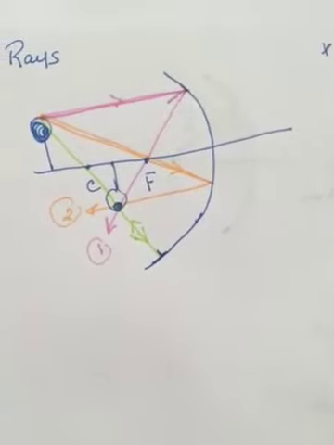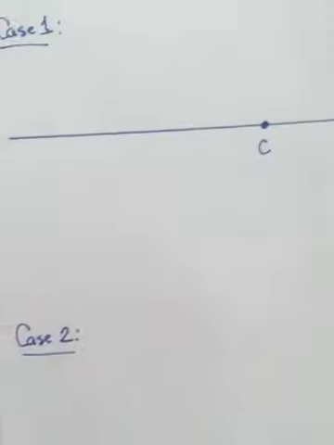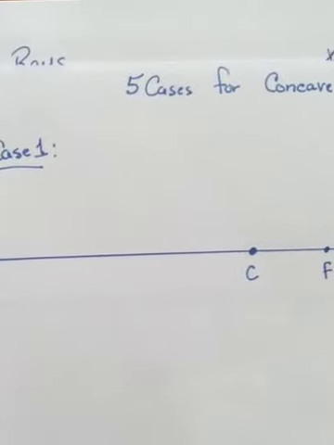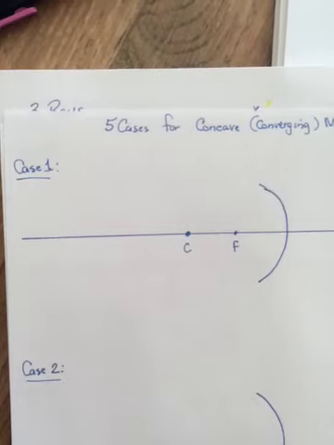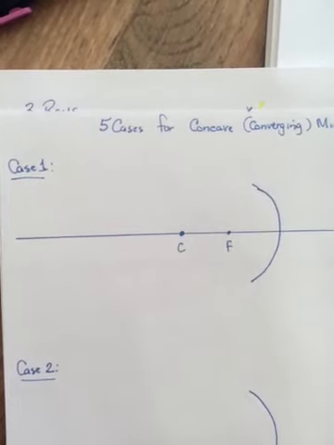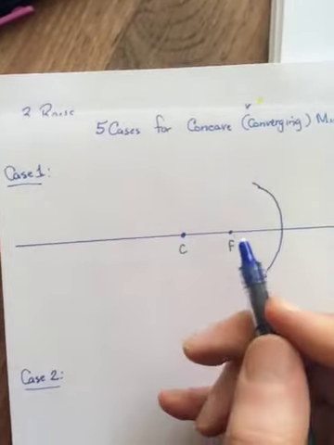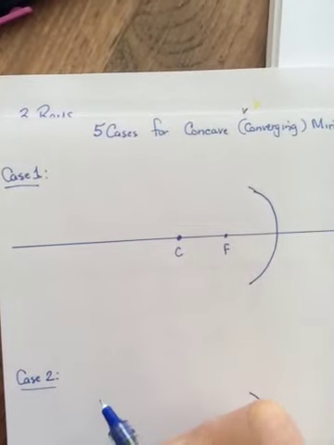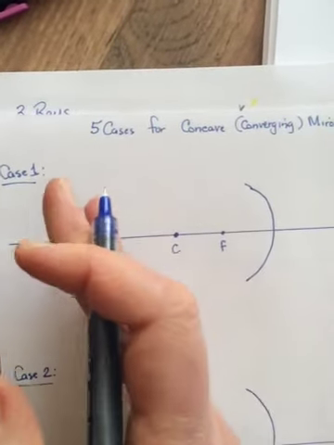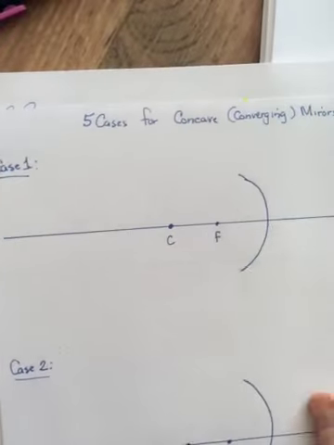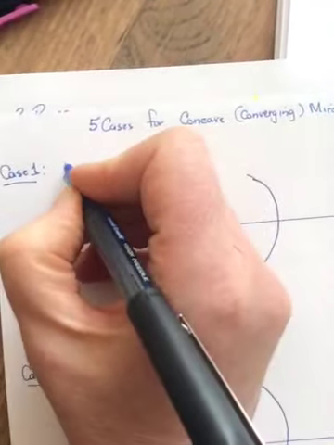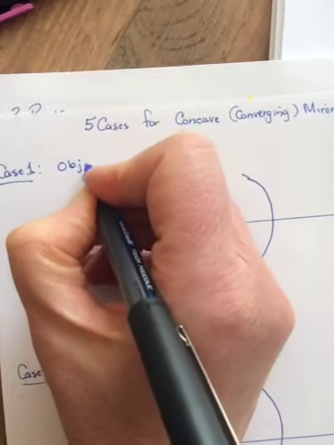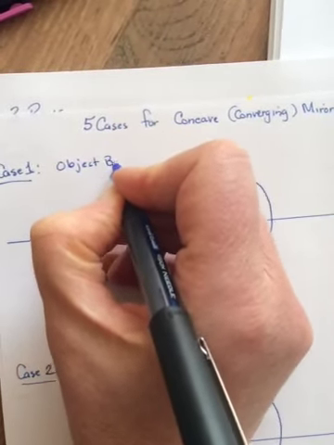Okay? So I said a minute ago there are 5 cases. Now what I mean by that is we're going to place our object at some spot with respect to the mirror, and then we're going to find our image. Then we'll move our object to a different spot and find our image. And the cases are broken up with respect to C and F in the mirror. So the first case is we're going to put the object beyond C.